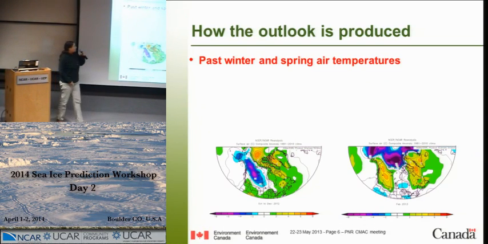And this is just a very, very general outline of how the outlook is produced. The forecaster will start with looking at the accumulated freezing degree days over the past winter, how the freeze-up evolved in various areas, how the ice thicknesses evolved. If there was a lot of snow cover, did they keep up with the freezing degree days? Are they less than expected?